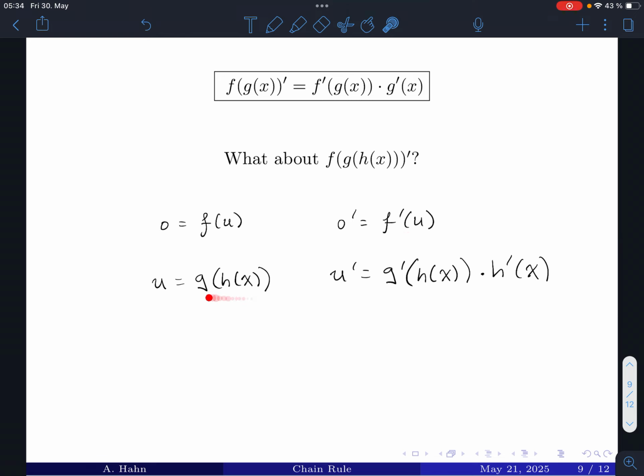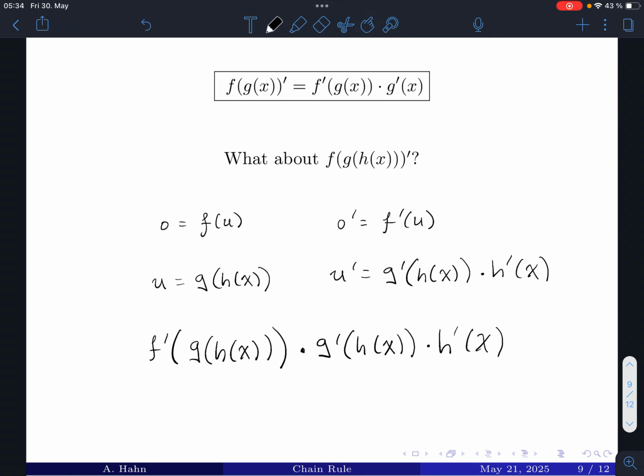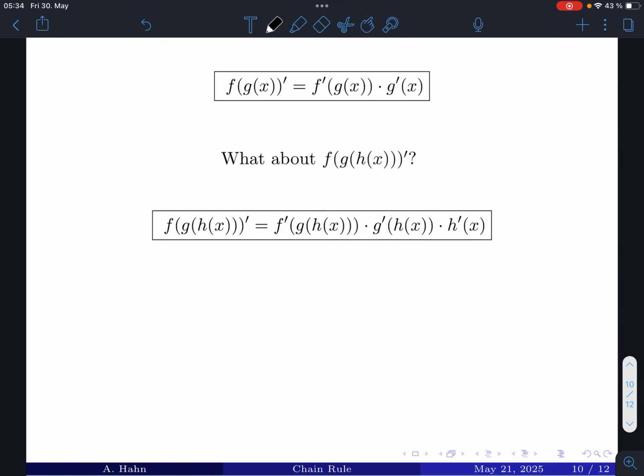And now the derivative of our big composite function: we use the chain rule on all of this. So we take the derivative of the outside evaluated at the inside, which is f prime of g of h of x, times the derivative of the inside, so times g prime of h of x times h prime of x. Great. And I have that rewritten here.